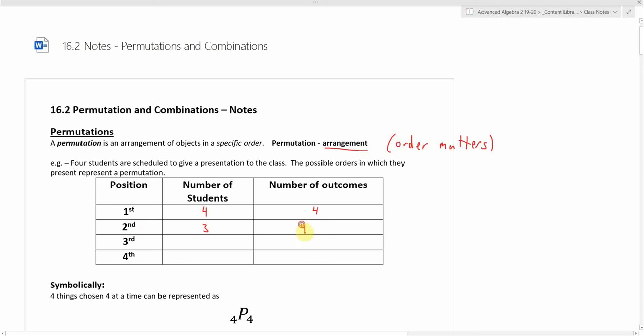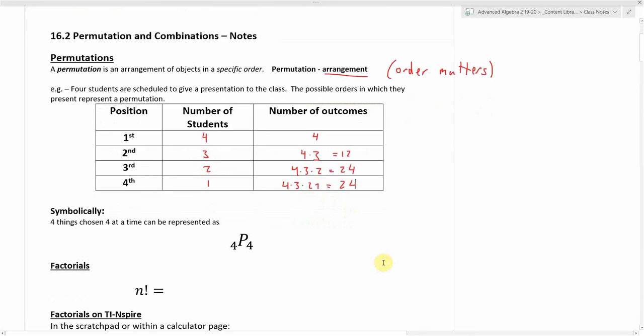So at this point, there are 12 different ways that the first 2 people could have presented. For the third spot, there are only 2 students remaining. So there are going to be 24 different ways for the first 3 students to present. And in the last position, there's only 1 person left, so that doesn't change our total number of outcomes. It means there will be a total of 24 possible ways that these students could present.